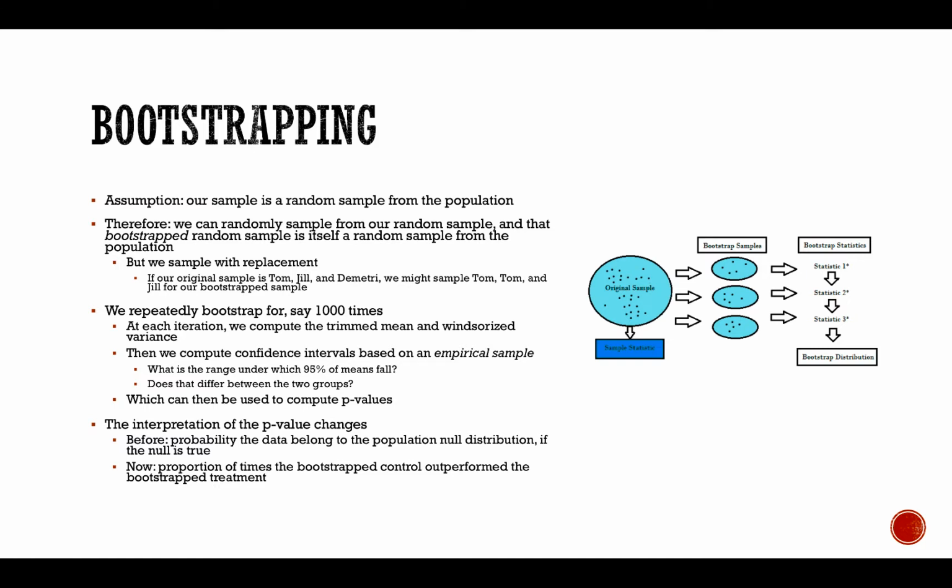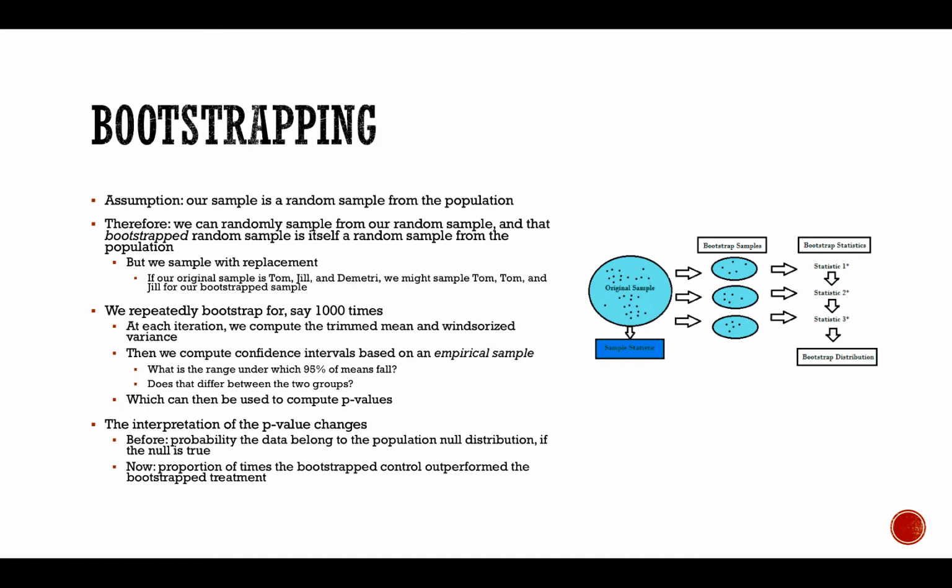But there's a difference. We are sampling with replacement. And what that means is, let's say in our original sample we have Tom, Jill, and Dimitri. And if we were to sample with replacement of size 3, we might sample Tom, Tom, and Jill. So Tom gets selected twice and Dimitri doesn't get selected on that iteration, but then we do it again, and then maybe Dimitri gets selected 3 times the next time. And so we do this repeatedly.